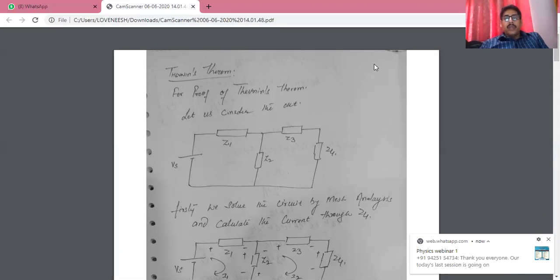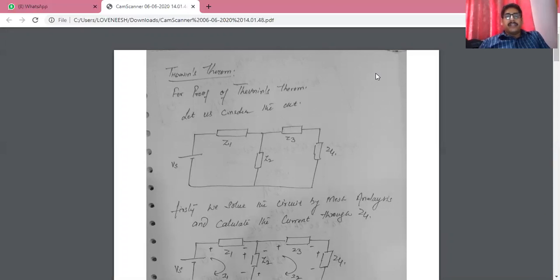So first of all, let me start. For Thevenin theorem, let us consider the circuit as shown in the figure. In this circuit, you can see that we have a voltage source Vs and a combination of loads, that is Z1, Z2, Z3 and Z4. These Z1, Z2, Z3, Z4 are basically loads that consist of a number of resistors connected in series or in parallel. So what we have to do is convert or calculate the equivalent resistance. These are all the loads.